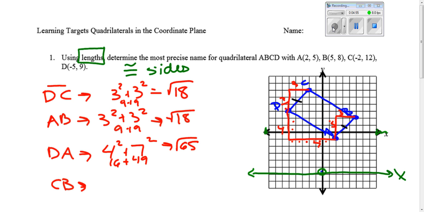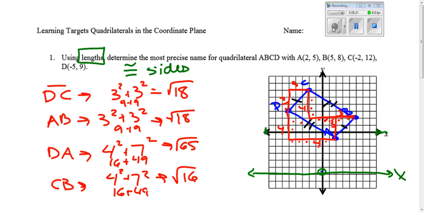And then CB, 1, 2, 3, 4, and 7. All right, so same number, so yes, okay? Both of these are the same length. So what that tells me is that I have two pairs of opposite sides are congruent. So at this point, I can conclude that ABCD is a parallelogram. Okay, it is a parallelogram.